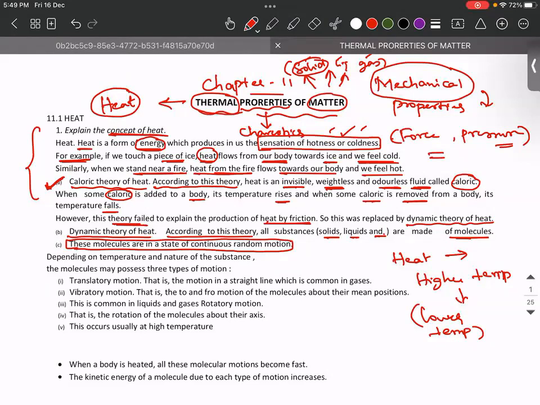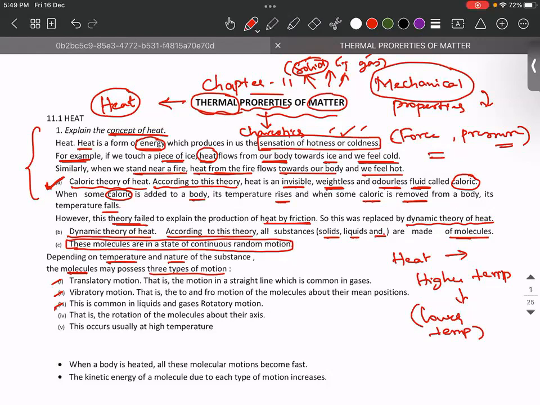So depending on the temperature and the nature of the substance that you're trying to interact with, the molecules will possess, right, three types of motion. What are they? The first one is they can possess translatory motion, they can possess vibratory motion, right? And they can also have rotational motion, right?